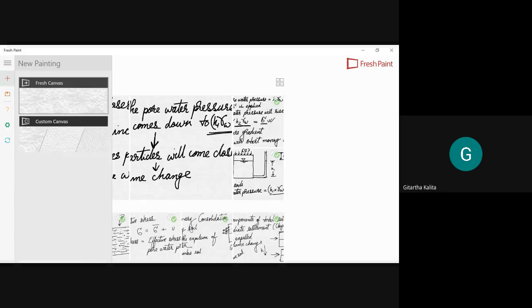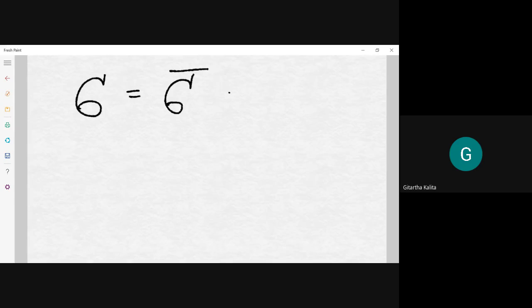So now let us go back to the equation. Total stress is equal to effective stress plus pore water pressure. Effective stress is denoted by sigma bar. Pore water pressure is denoted by small u. That is, this one is the applied stress.